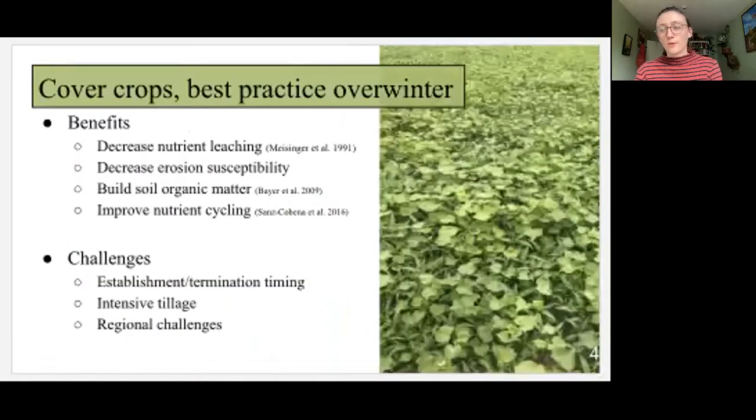And cover crops are the preferred method for a lot of farmers because we know that there's a lot of benefits to soil health, but there's also some challenges associated with the timing of termination and establishment, and the reliance on tillage. And then regionally, there's specific challenges in our province.